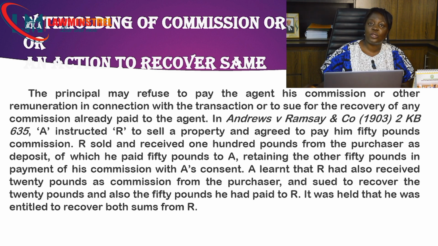In the case of Andrews versus Ramsey and Company, you see the authority supplied. A instructed R to sell a property and agreed to pay him £50 commission. R sold and received £100 from the purchaser as deposit, of which he paid £50 to A, retaining the other £50 in payment of his commission with A's consent. A learned that R had also received £20 as commission from the purchaser and sued to recover the £20 and also the £50 he had paid to R. It was held that he was entitled to recover both sums from R.